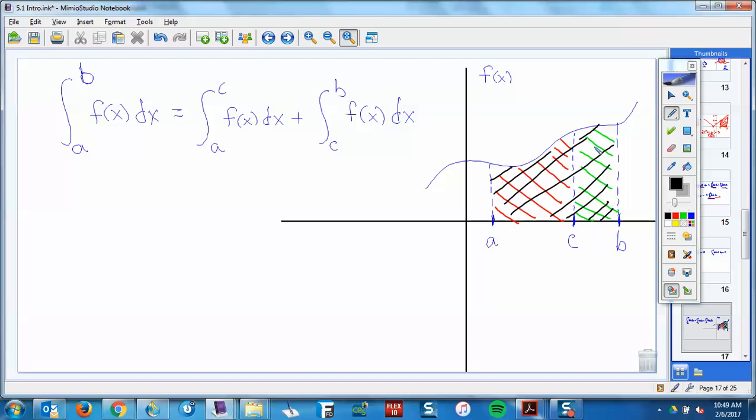Kind of makes sense. The first one says the integral from A to B, which would be that black area, right, that total area, is equal to the area from A to C, which would be the red area, plus the area from C to B, which would be the green area. So that kind of makes sense. The black area would equal the red area plus the green area. And you say, well, that's revolutionary. Wow, eye-opening. That's unbelievable.